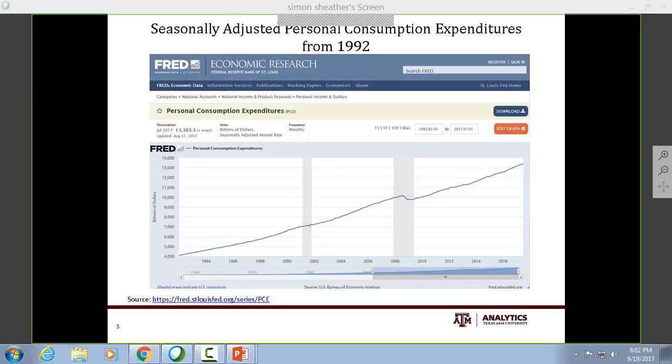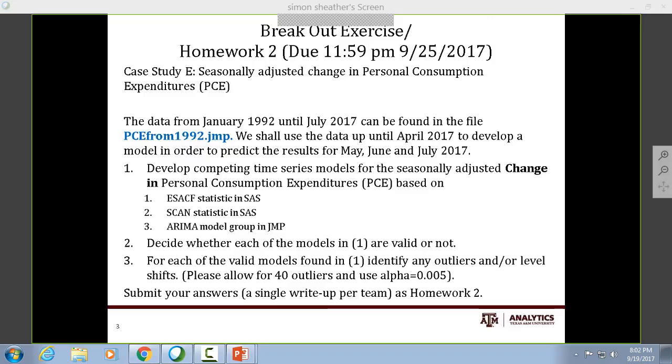So if you look at that series, tell me about what you see in that series from 1992. What do you see? The level shift around 2009. What else do you see? It's not stationary. It's got an increasing mean. So we're going to look at change in personal consumption.